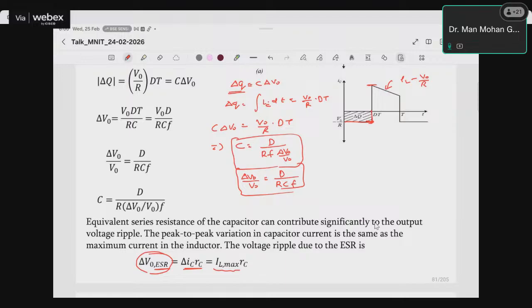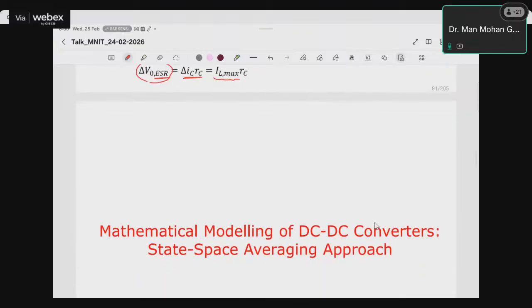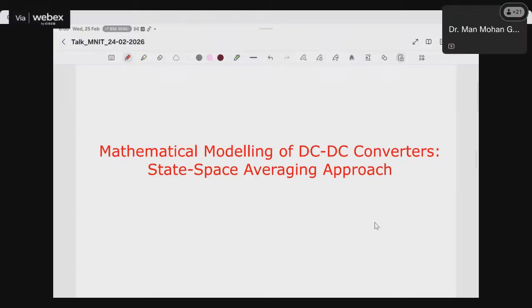And we have seen what the impact of this ESR is on the performance of converters, right? So now the next topic is mathematical modeling of DC to DC converters. If there are any questions so far, please let me know. Then we will go for this new topic, mathematical modeling of DC to DC converters.